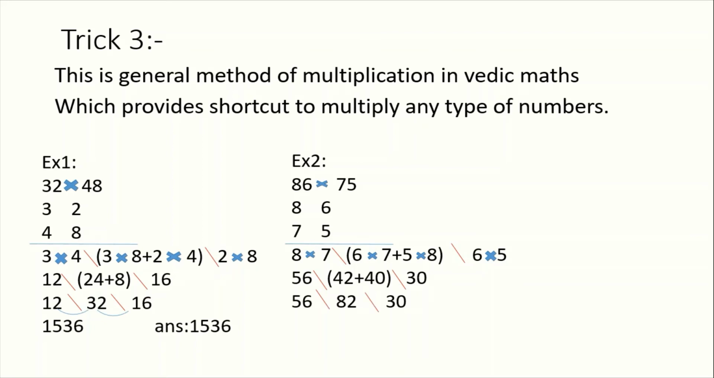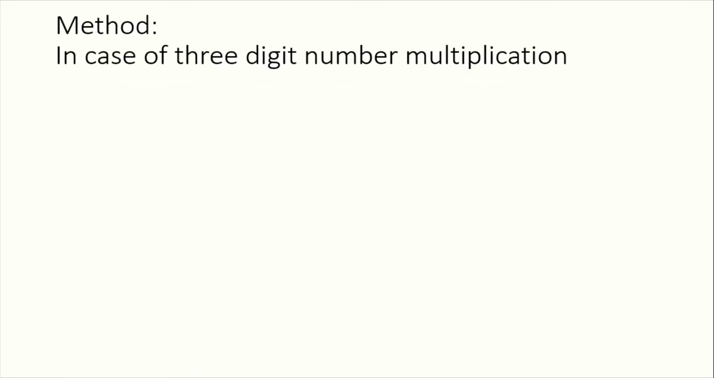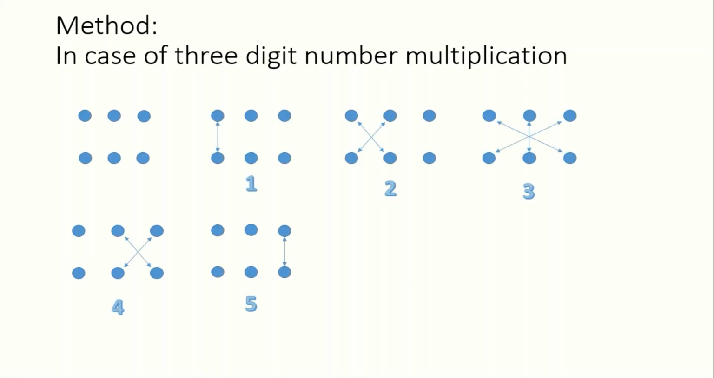What are the numbers you are getting? 56, 82, 30. What is the next step? We have to add 6 to 8 and 2 to 3. If you add 6 to 8, you get 14. 4 will remain here. 1 will be added to the 5, so we get 6. Then 4, 2 plus 3 is 5, 0. So what is the answer? 6450. We'll see the final method in case of 3-digit numbers.